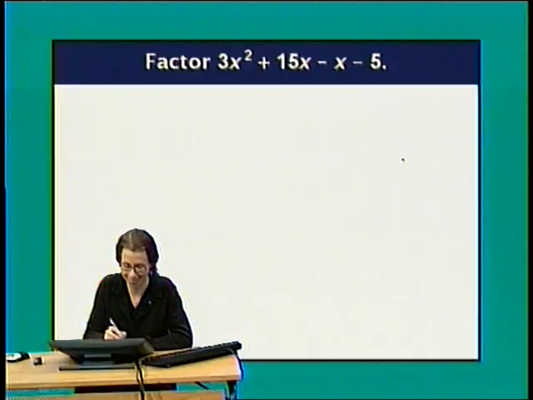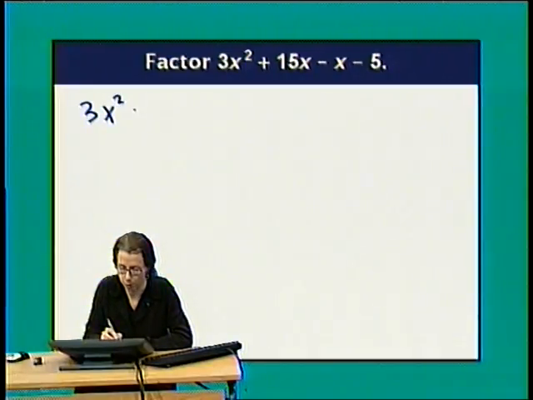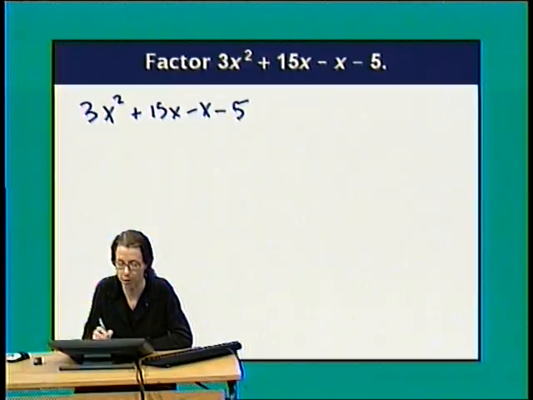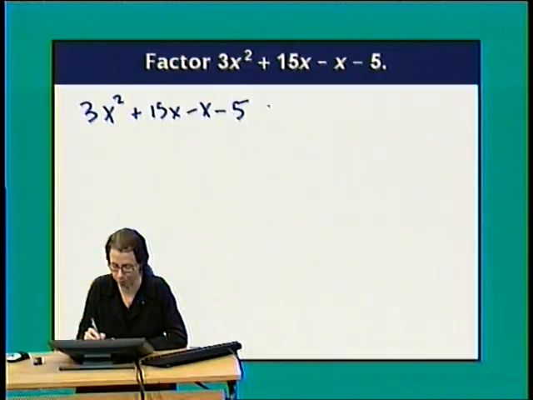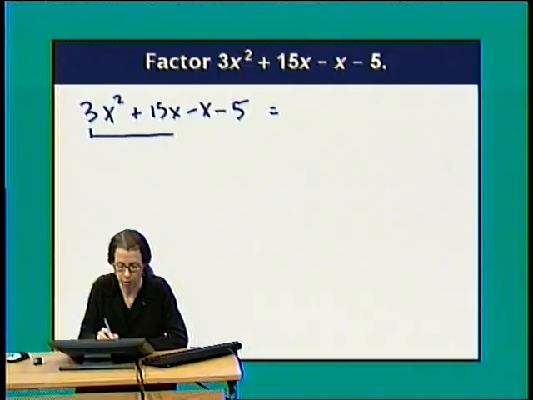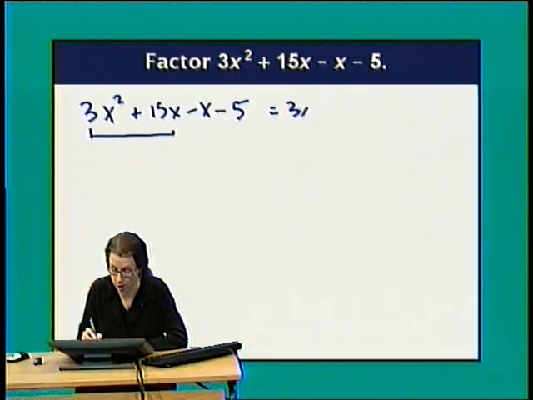Let's try it again. 3x squared plus 15x minus x minus 5. When I'm writing down the problem, I'm checking for common factors to all four terms. In this case, there are none except one. So I'm going to try this trick of factoring by grouping again. When I look at the first two terms, I see a common factor of 3x. I'm going to pull that out, and I leave behind an x plus 5.